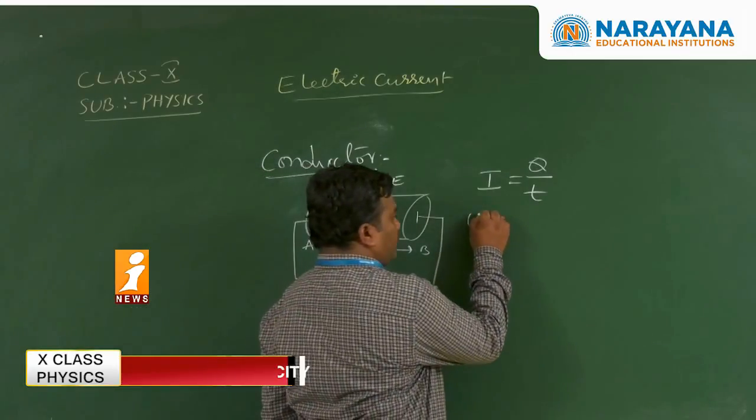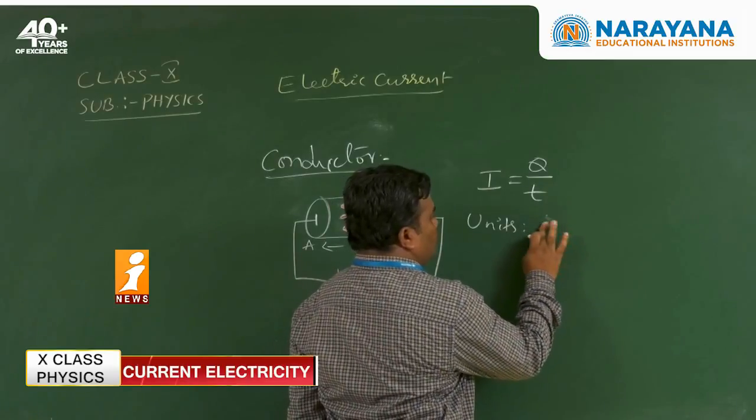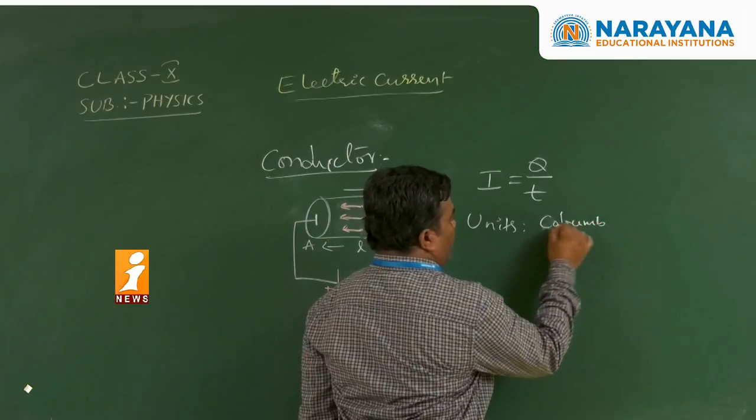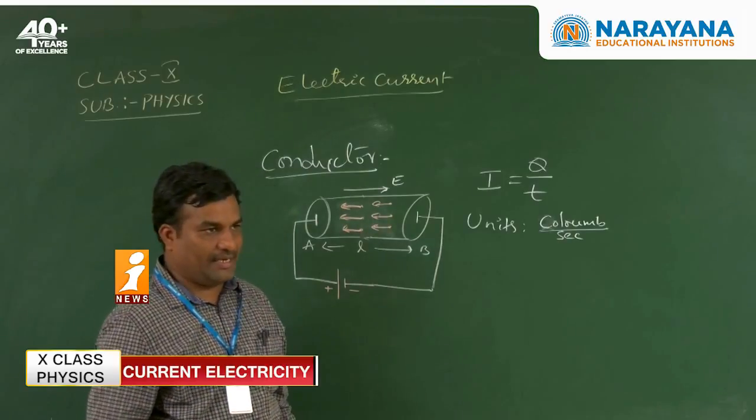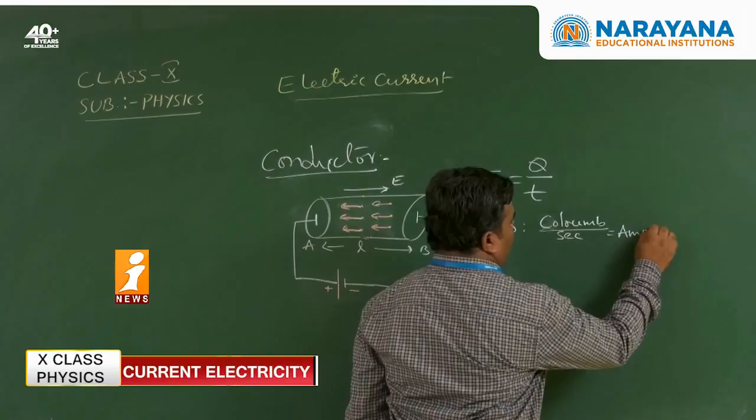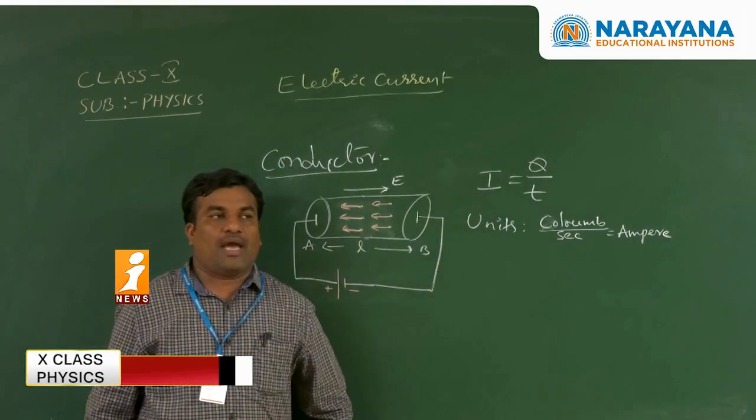Units. Charge means what? Coulomb. Time, second. So coulomb per second is equal to ampere. So the unit of current is ampere.